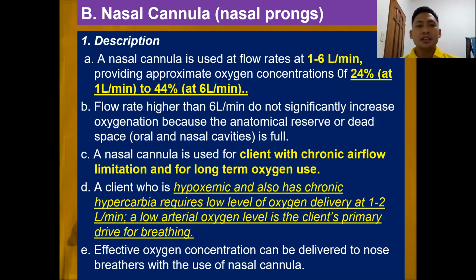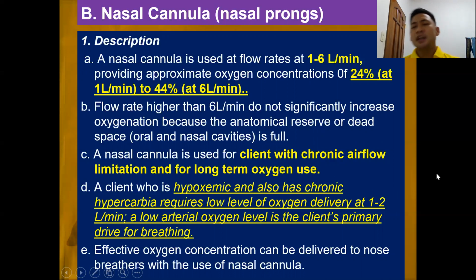Okay. So what is a nasal cannula? It is used at flow rates of 1 to 6 liters per minute, providing an approximate oxygen concentration of 24% to 44% FiO2. A flow rate higher than 6 liters per minute does not significantly increase oxygen because the anatomical reserve or the dead space of the nasal cavity is full.